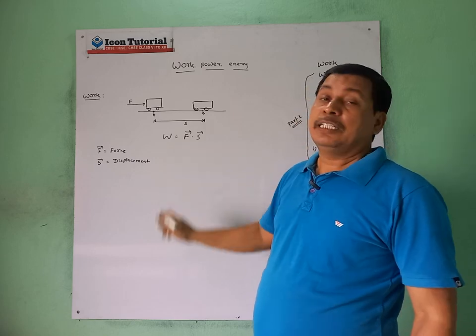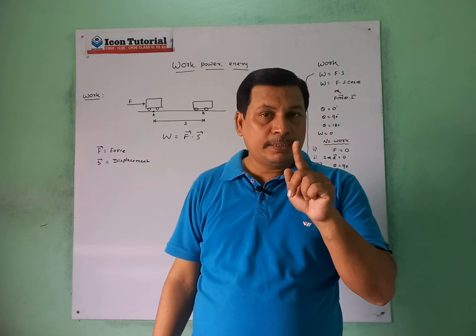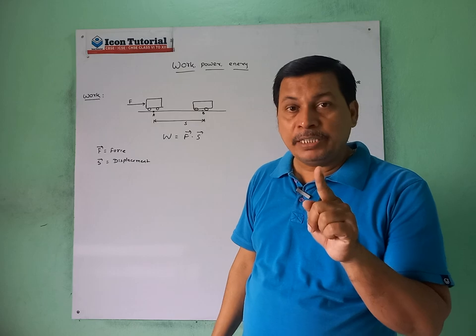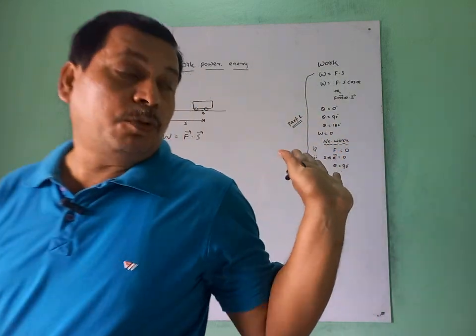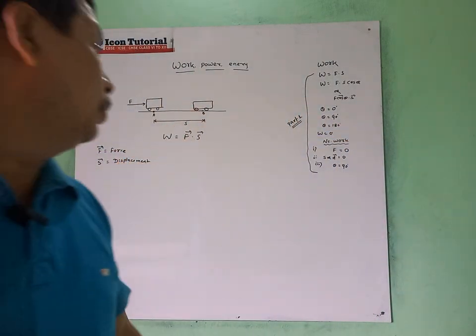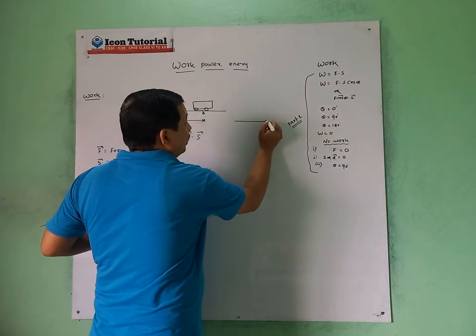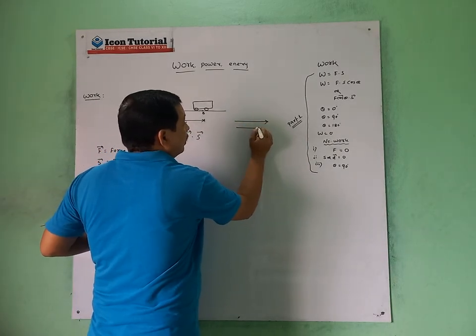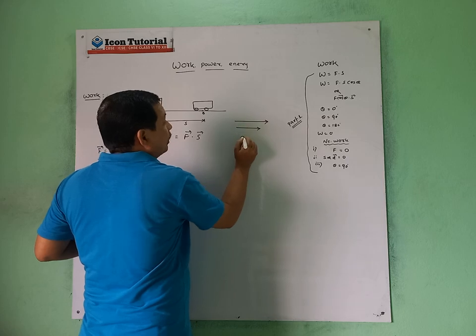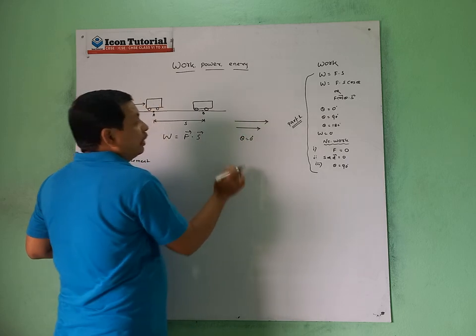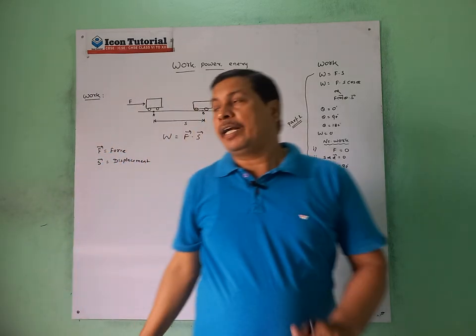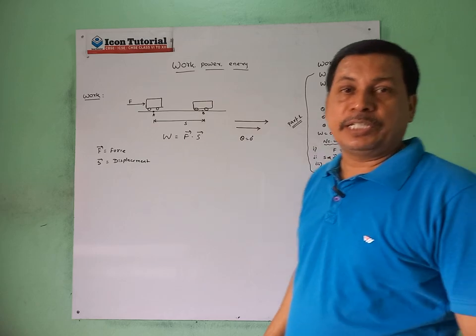In this case, there is an angle produced between force and displacement. Look at the board. Here the force is like this and the displacement is also like this. In these two rays, the angle theta between them is equal to 0 degrees.